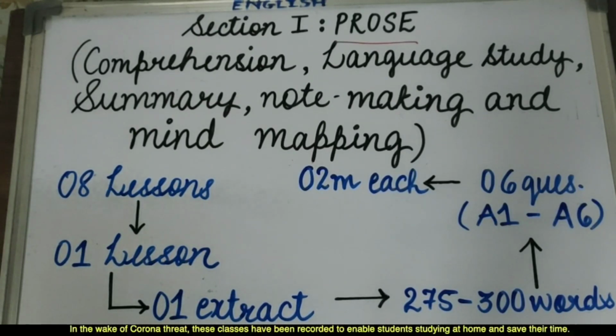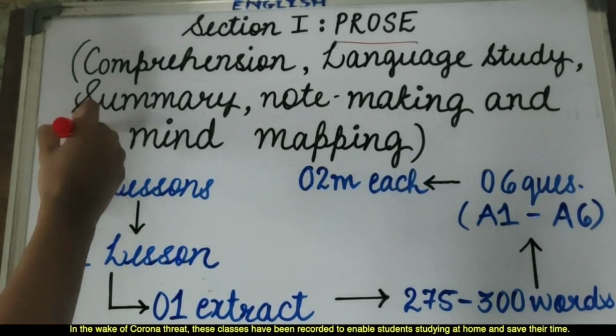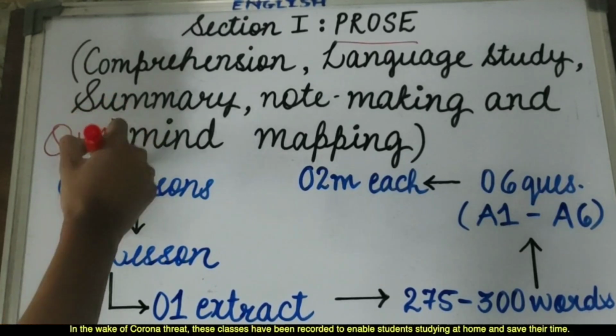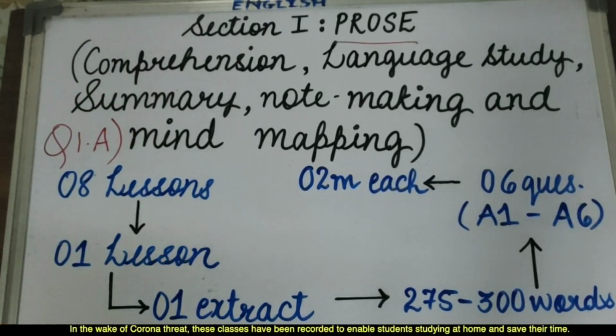Coming into section 1, that is prose, we are first going to talk about question number 1A. Question number 1 has 2 sub-questions, A and B. First we are going to talk about question number 1A. So in question number 1A, what is there?